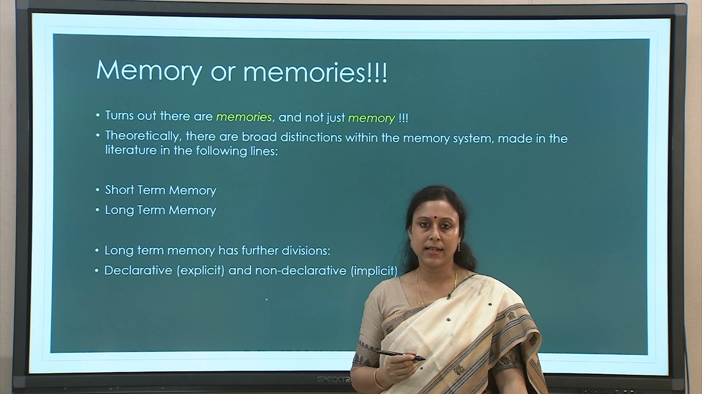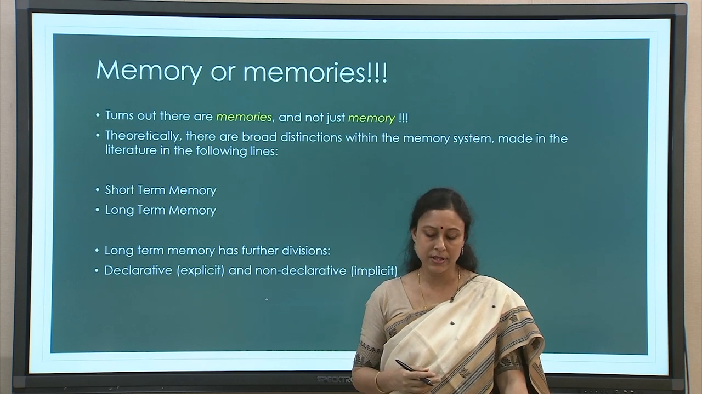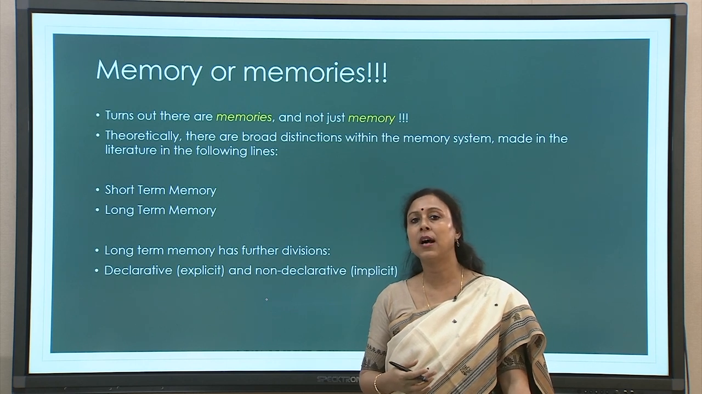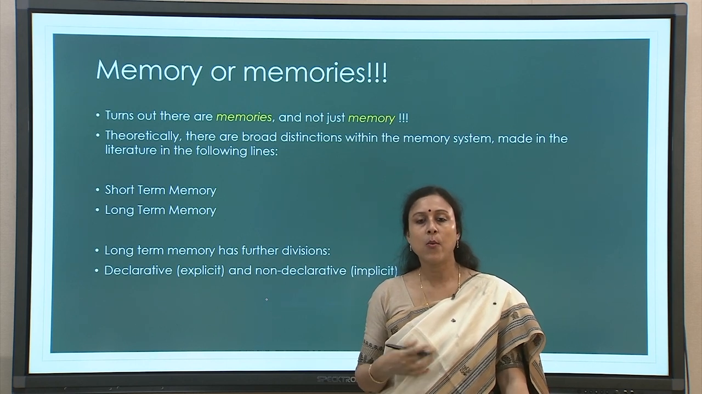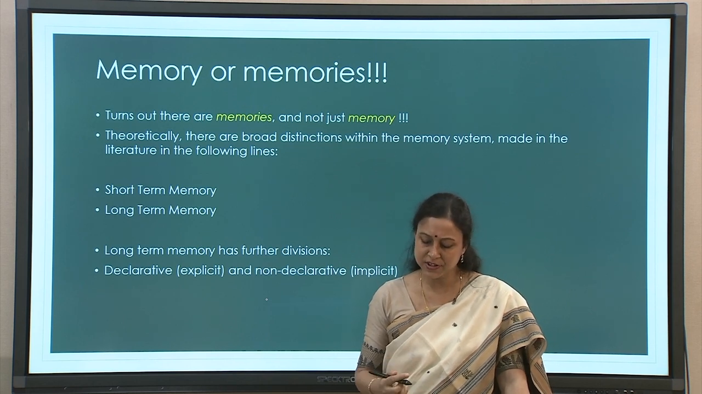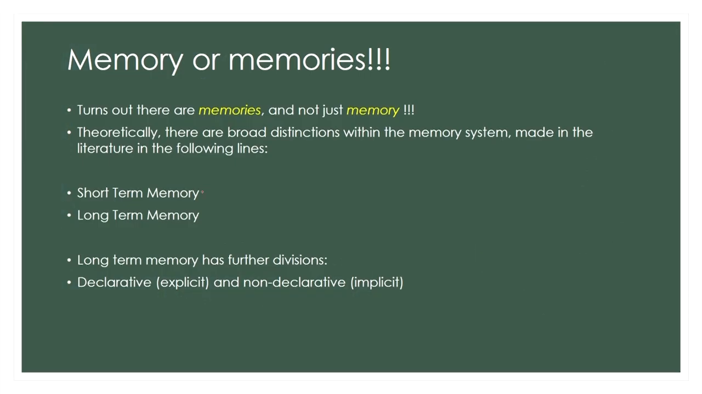Okay. So theoretically, in cognitive psychology, there are broad distinctions between how many types of memories we have, what the smaller aspects of it are, and so on. The broad distinction is between two: the short-term memory and the long-term memory. And long-term memory has even further divisions, declarative versus non-declarative memory. So we have already seen that there are two kinds of memory system.